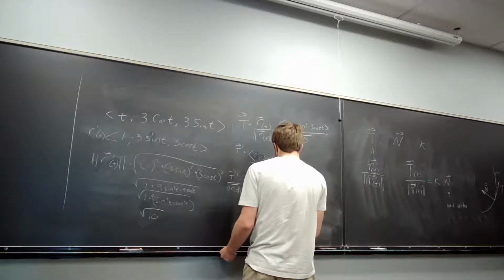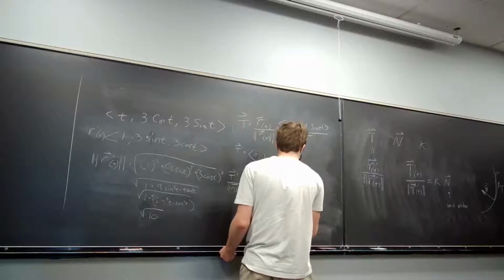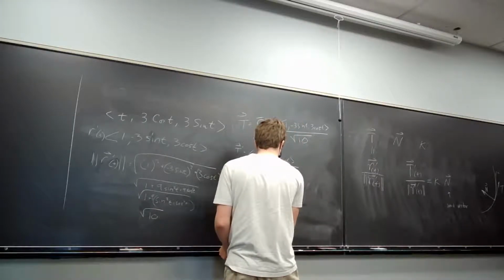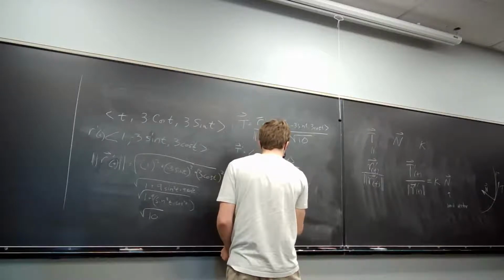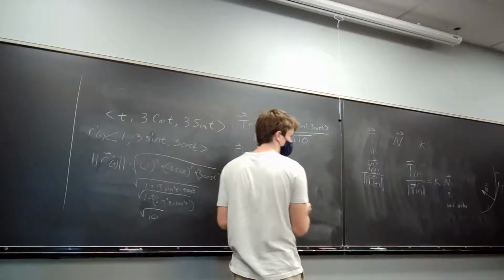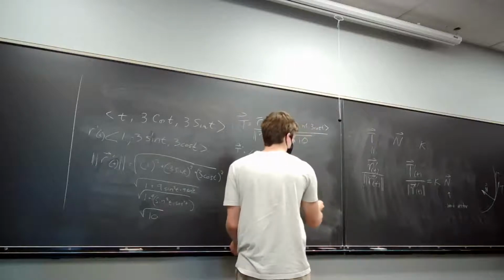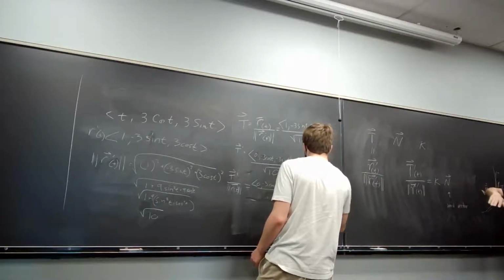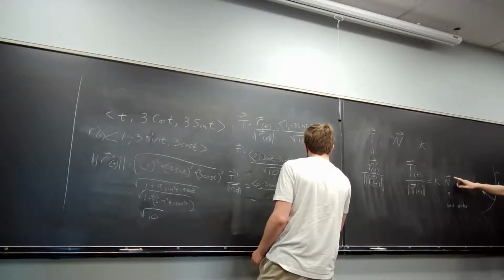You can just combine the two square root 10 because they are both in the denominator. So you can just times them together. Very nice. So that's your k times n. Okay? Equals, okay, n is a vector.